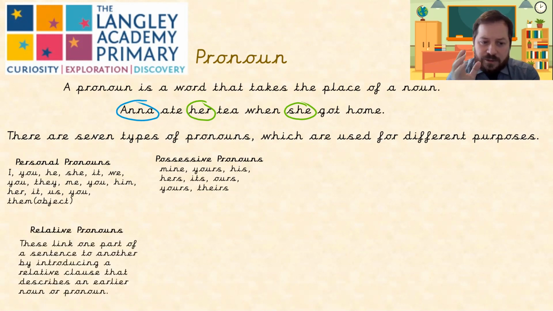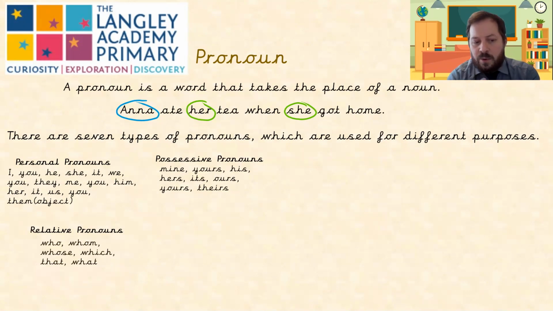We have relative pronouns. And these link one part of a sentence to another by introducing a relative clause that describes an earlier noun or pronoun. So the types of ones: who, whom, whose, which, that, or what. So when you're thinking along your sentences, when you add a which clause in, you're referring to a previous noun. The boy with the blue shirt, which was running down the road, or the boy which was wearing a blue shirt was running down the road. The which is a pronoun that refers back to the boy, no matter where you put that in the sentence.